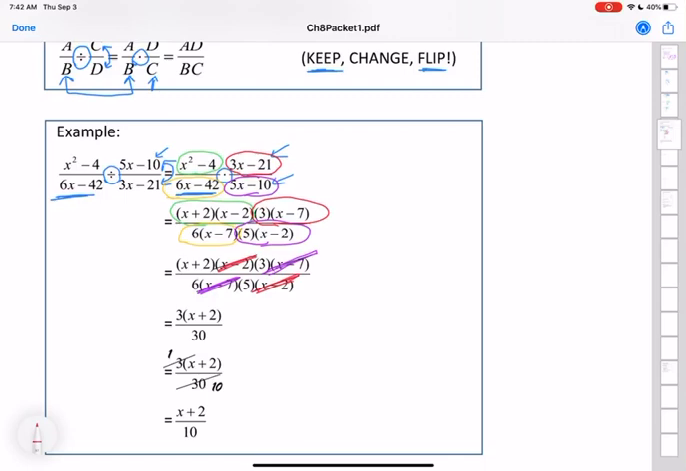Just to make it look nice, I pulled the 3 out front and rewrote it as 3 times the quantity x plus 2. On the bottom, I just had 6 times 5 is 30. Might feel like you're done here, but you can actually go one more step to reduce, because 3 over 30 is the same thing as 1 over 10. That little 1 isn't needed, right? That doesn't make a difference. It's really just x plus 2. So finally, I wrote it as x plus 2 all over 10.